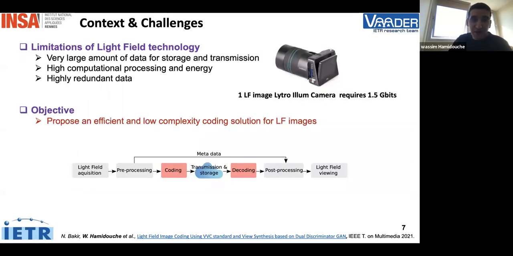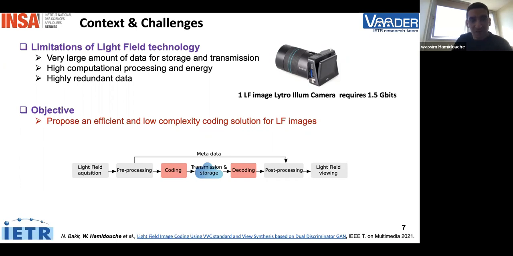However, there are many limitations, and the main limitation is the very large amount of data required for the storage and transmission of this light field imaging. For example, one light field image from a Lytro camera requires 1.5 gigabits, which is very high and can be a bottleneck for many applications because we have to store these images and videos and we also have to transmit them. This high amount of data can also lead to high computational processing and energy consumption.